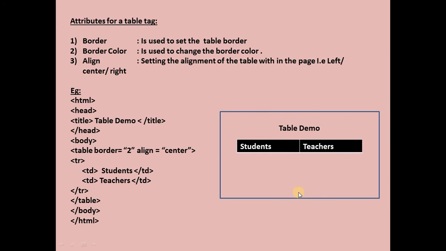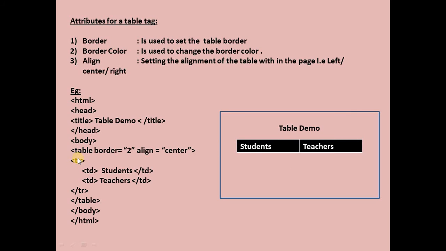Just an example I have given here, which is a simple HTML code, which mentions a demo of a table. That is the title we have given, table demo, and the body started with table border equals 2. See, I have mentioned 2. So this is the table border, which is 2. And for alignment, I have mentioned the table to be in the center of the page.